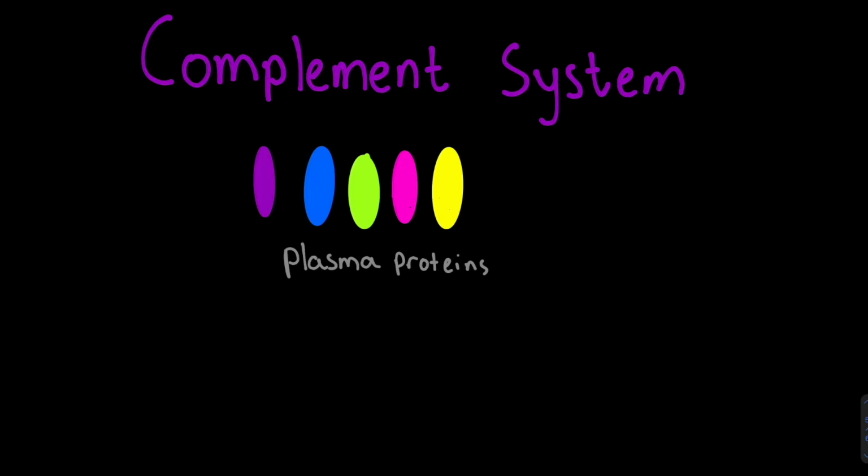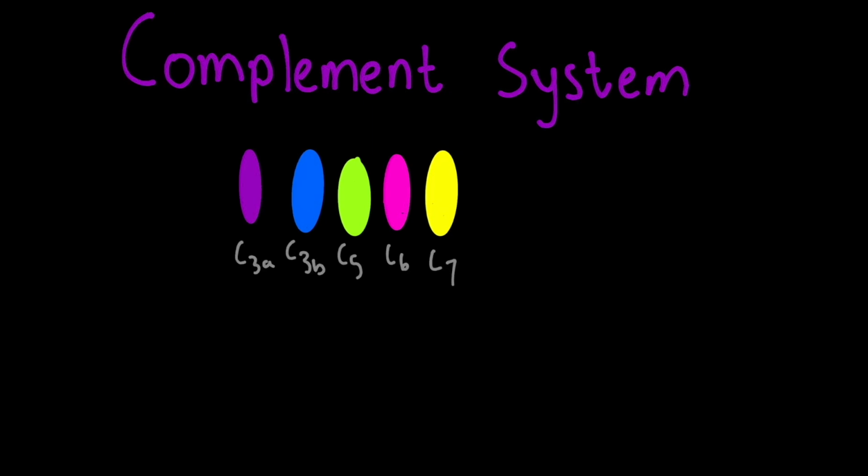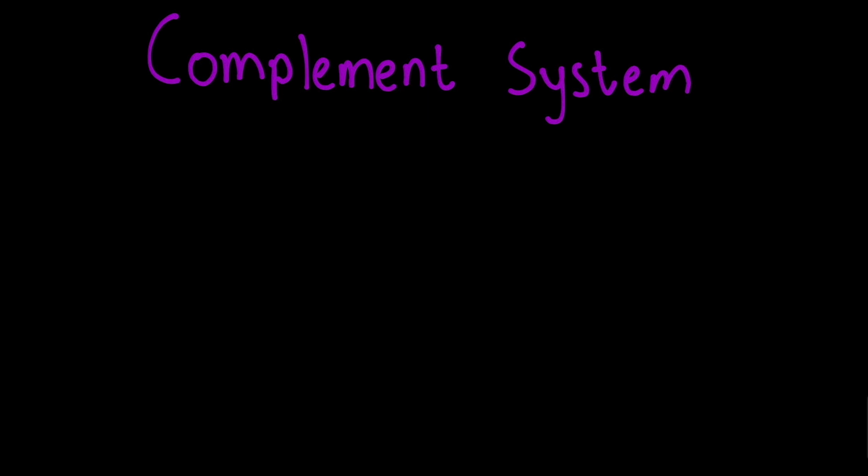Complement system is a group of plasma proteins that aid in nonspecific and specific immunity. These proteins are synthesized by the liver and are active when the pathogen enters the bloodstream. The proteins are usually represented by a C, then a number. There are three different routes in the complement system.